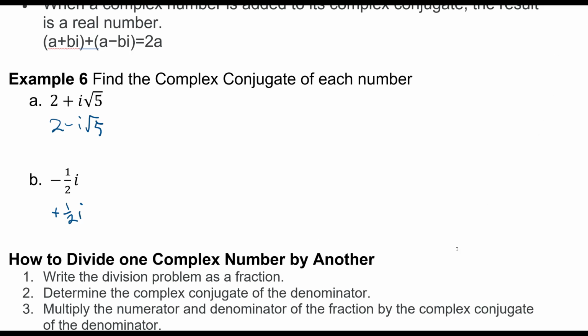I do want to just do one thing just for fun. Not really planned in these notes. But let's just say we have 2 plus 3i times its conjugate, 2 minus 3i. So if we multiply this out, FOIL it out, 2 times 2 is 4. 2 times minus 3i is minus 6i. 3i times 2 is plus 6i. And 3i times minus 3i is minus 9i squared.